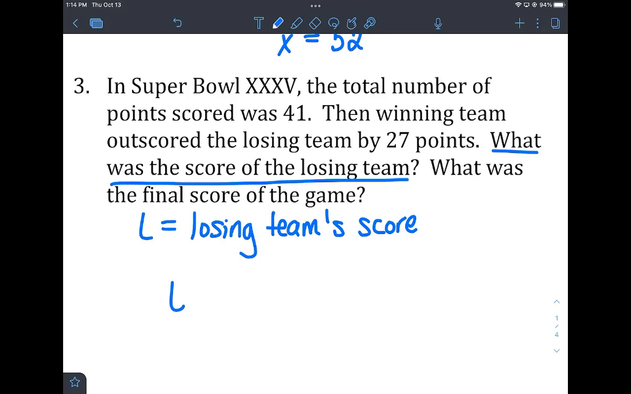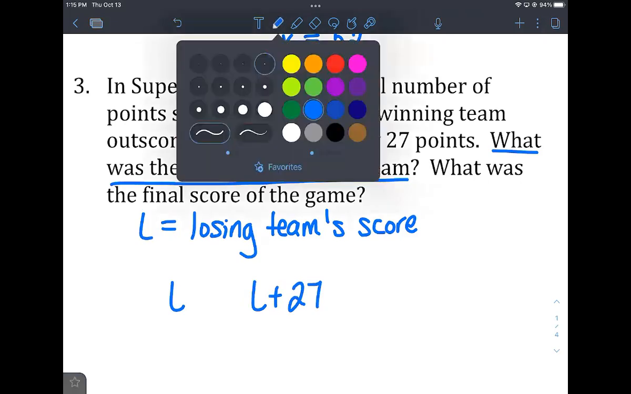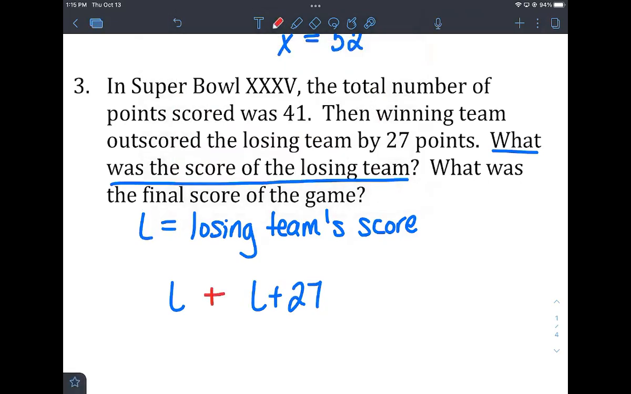Oh, you're close. There's something you're forgetting. They outscored them by 27, but I didn't say that they scored 27. Does that make sense? They outscored them by 27, but they didn't necessarily score 27. It's 27 more than the losers, right? So if this represents the losing team score, the winning team score would be losers plus 27. And then for the total number of points, add them together. Does that make sense? Yes.